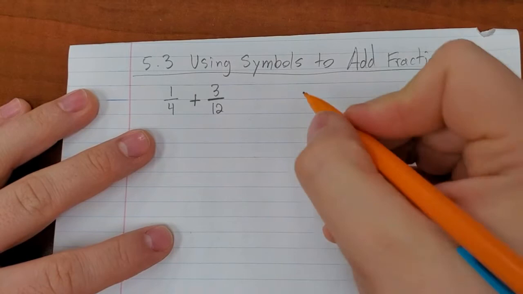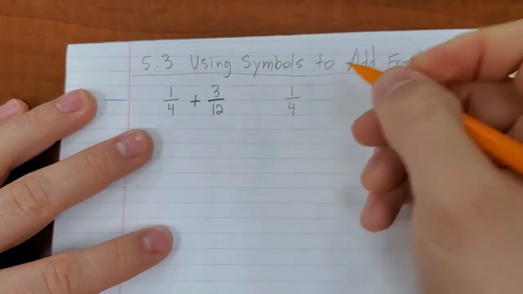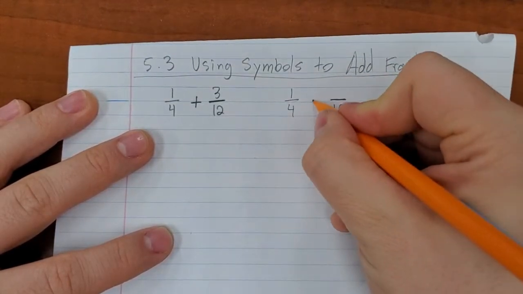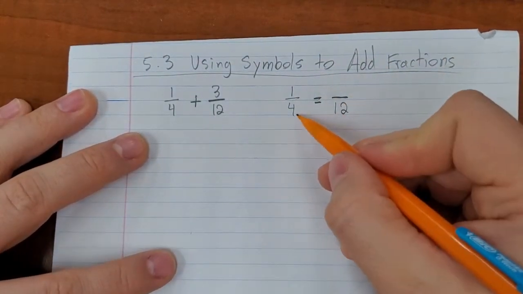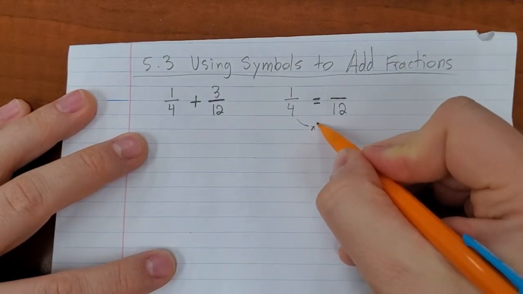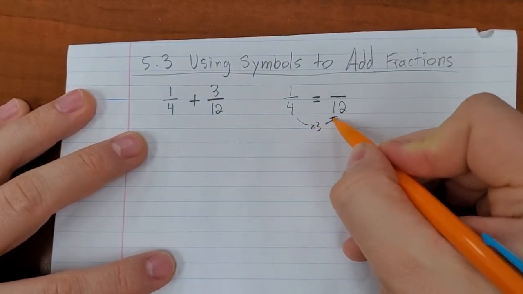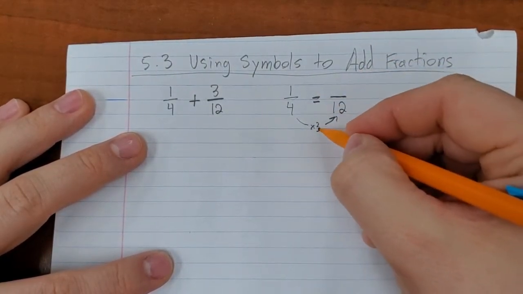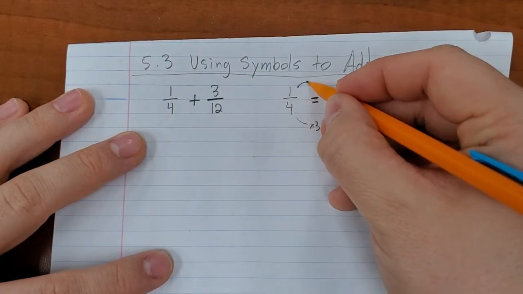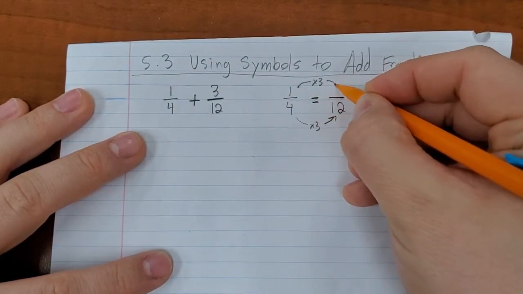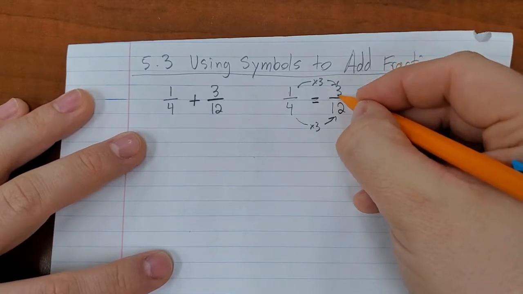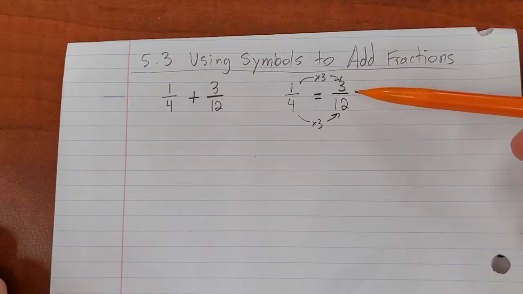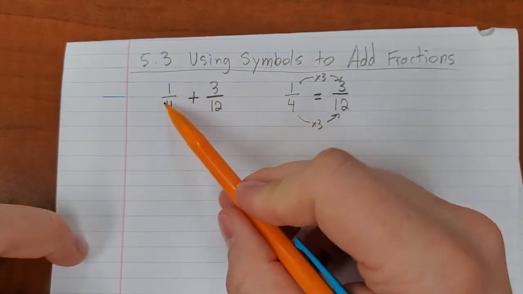One way we can do this is take our 1/4 and figure out how we could make it into a 12th. We're going to try to find an equivalent fraction, and we can by multiplying by 3. And so the symbol is to draw an arrow with a multiplied by 3, and whatever we do to the denominator, we need to do to the numerator, and vice versa. What's 1 times 3? It's 3. So we end up with 3/12. 1/4 and 3/12 are actually equal, which is interesting, since those are the ones that we're adding.